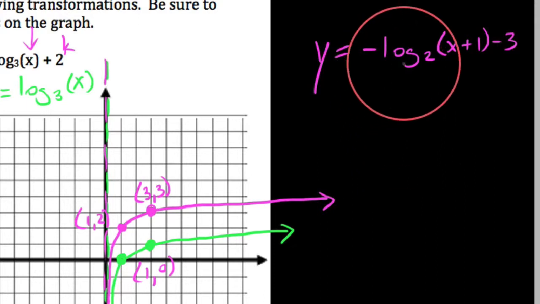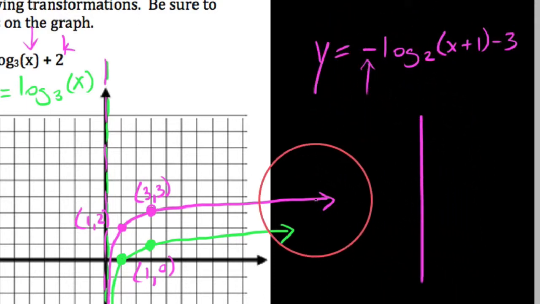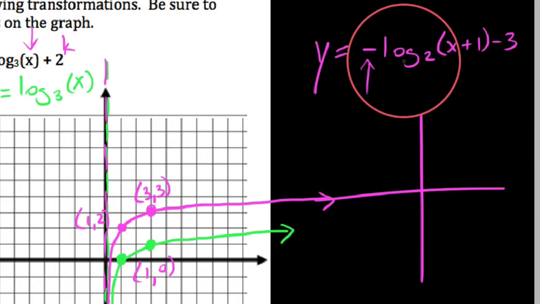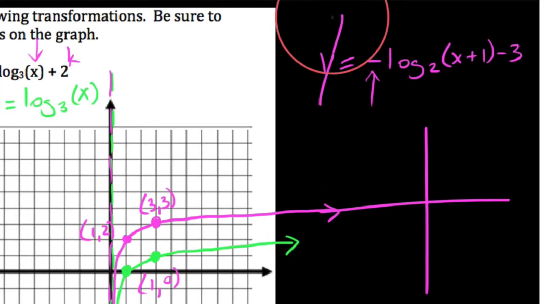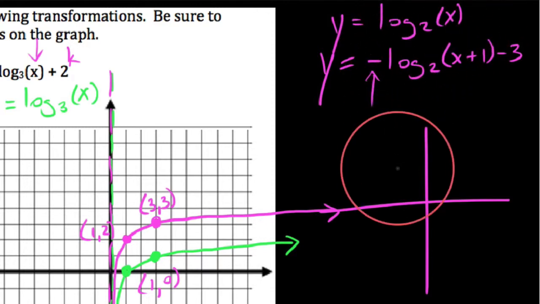So let's start with this. We're going to actually do our reflection first. What I want you to notice first of all is this. If I were to graph this, the first thing I would do is graph log base 2 of x. Graph the parent function. Just graph the parent function. We'll do all the transformations next.